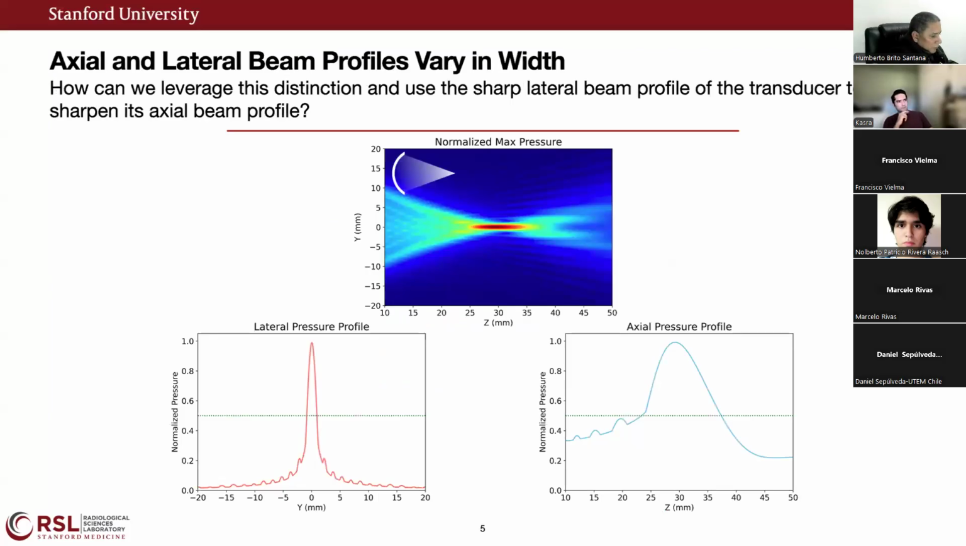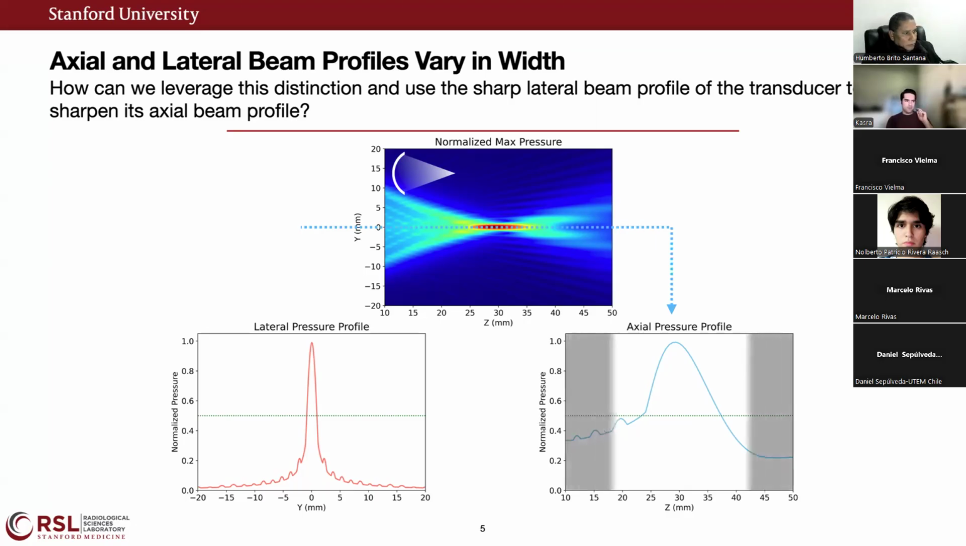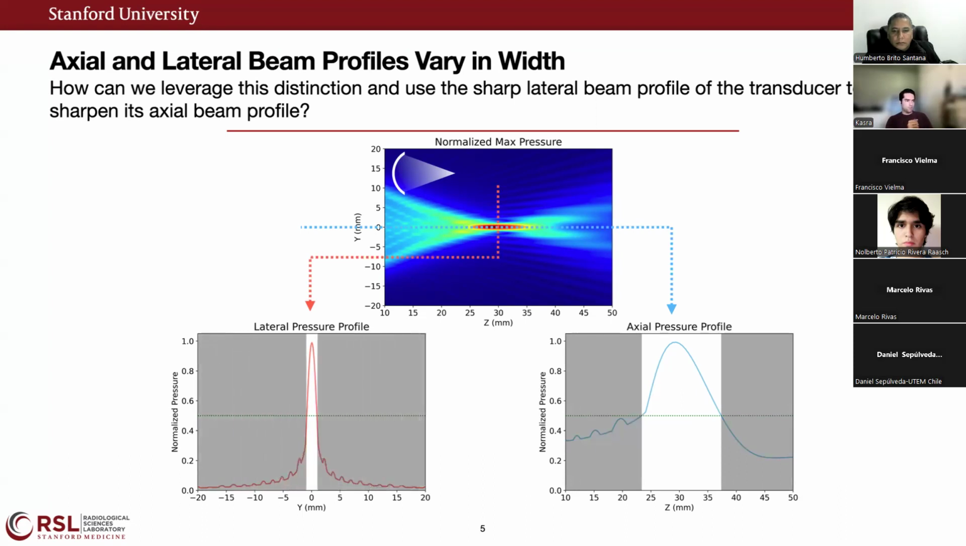In the top panel, I'm showing the normalized maximum pressure profile for a single transducer. The inset in the upper left shows the schematics of where the transducer is positioned and the direction to which it's sonicating. If we take a cross-section along the axial dimension of this transducer, you will see that the axial pressure profile is pretty broad. When you look at the full width at half maximum, it's pretty broad. But then if you take another cross-section along the lateral dimension, and we look at the lateral pressure profile, in comparison to the axial pressure profile, it has a much narrower and sharper full width at half maximum.